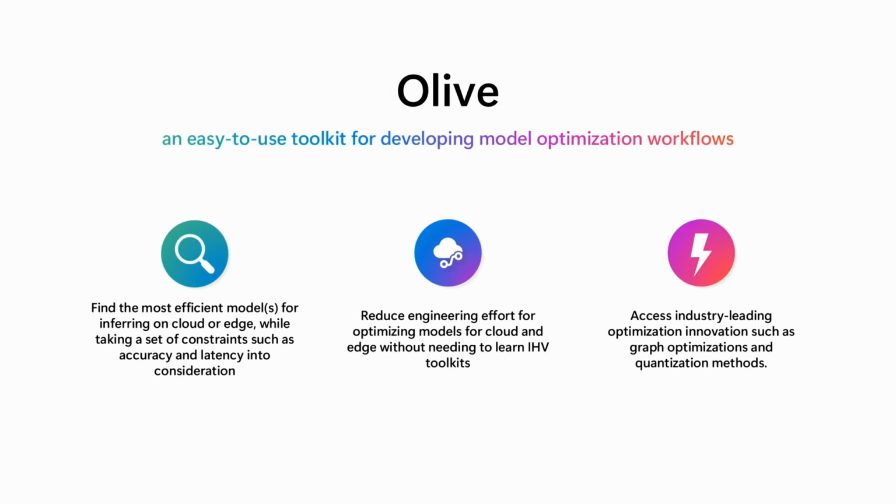And I guess these last couple of slides have been teeing you up for the rationale for Olive, right? So Olive is an easy-to-use toolkit that allows you to build out model optimization workflows. The key thing to take away about Olive from this session is that if you say, I want to find the most efficient model for inferring on the cloud or edge, while taking into consideration accuracy and latency requirements, and you can also have throughput as well, it will go off and find that optimized model for you to meet those targets. That's the key idea of Olive.